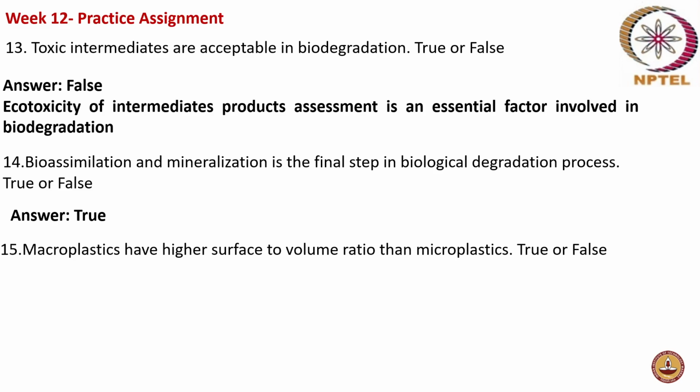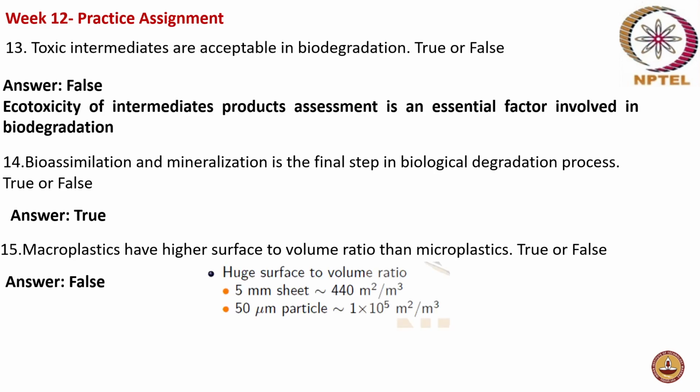Next question: macroplastics have higher surface to volume ratio than microplastics. Is it true or false? It's false, ma'am. Only microplastic will have high surface to volume ratio. Yes. In general, as the size decreases, your surface to volume ratio will increase. And that is, in fact, the basic idea of nanotechnology and nanomaterials. So obviously microplastics will have higher surface to volume ratio than macroplastics.